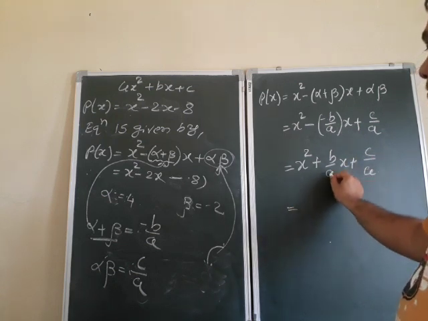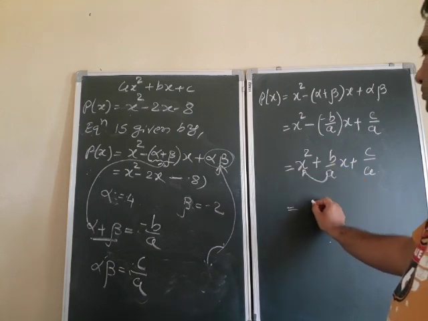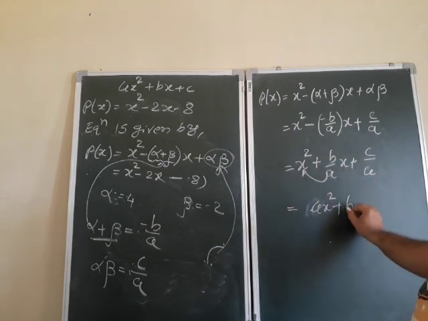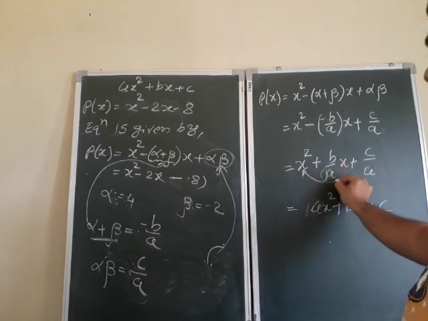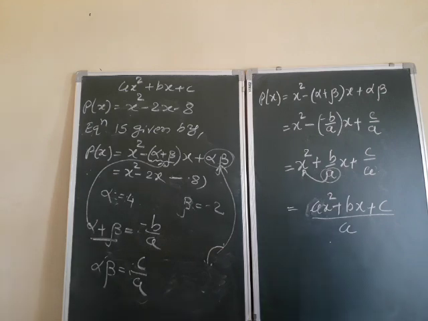May I have LCM of a? So a is multiplied here. So this is ax square plus bx plus c, and what is the LCM? A upon a. Is that clear?